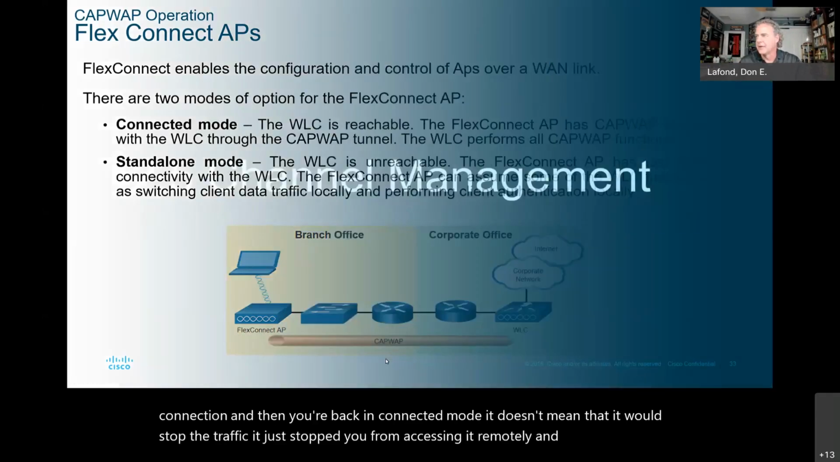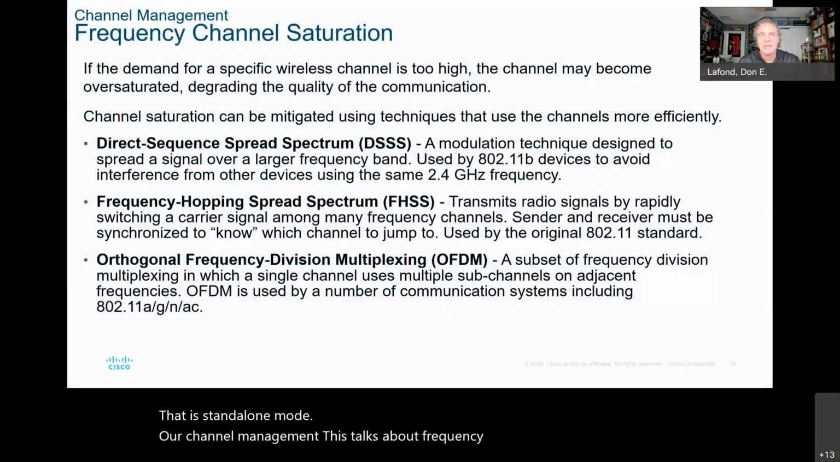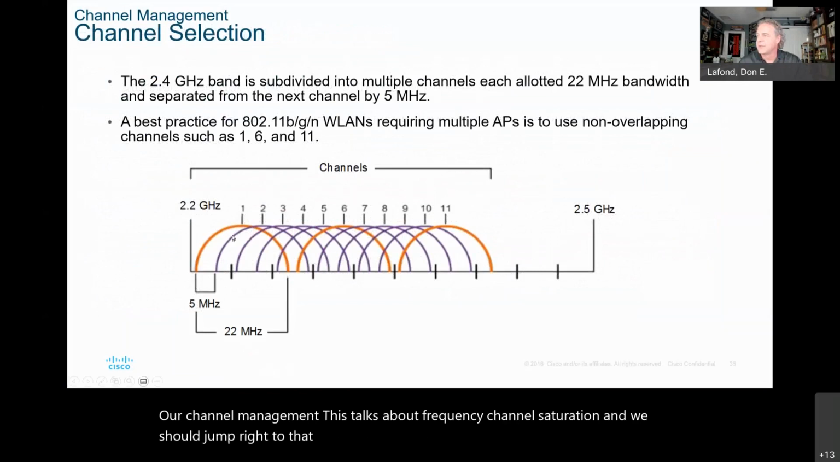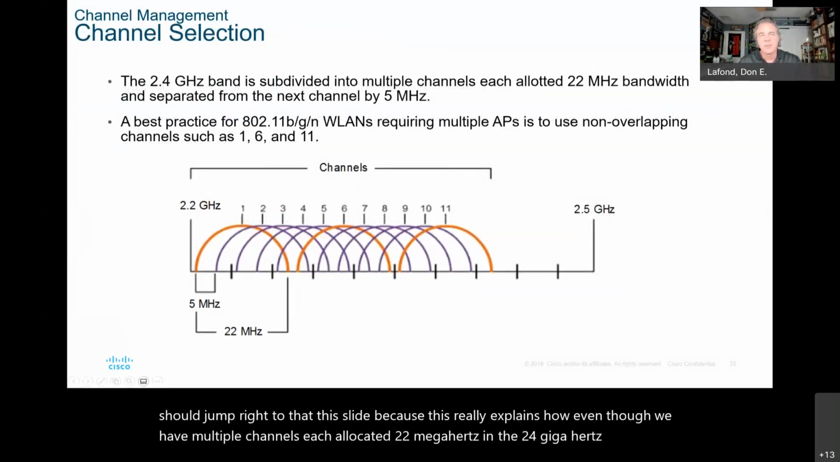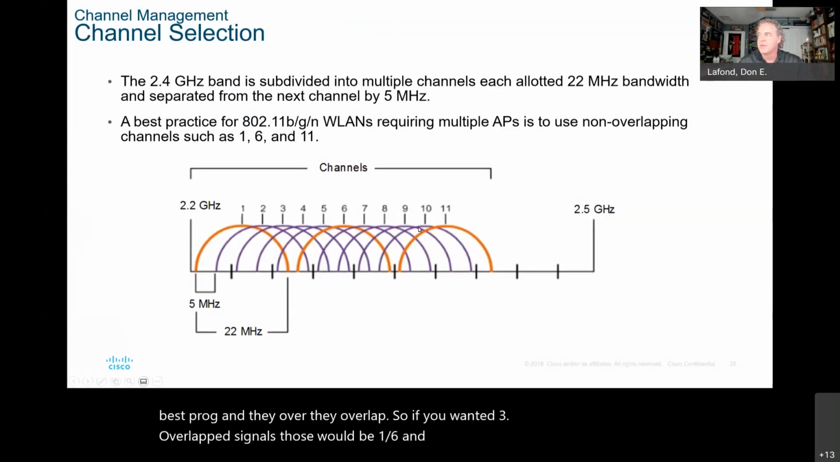That is standalone mode. Channel management. This talks about frequency channel saturation, and we should jump right to this slide, because this really explains how even though we have multiple channels, each allocated 22 megahertz in the 2.4 gigahertz band, the best practice, and they overlap. So if you wanted 3 unoverlapped signals, those would be 1, 6, and 11. If you use 1, 6, and 11, then your wireless signal does not overlap.